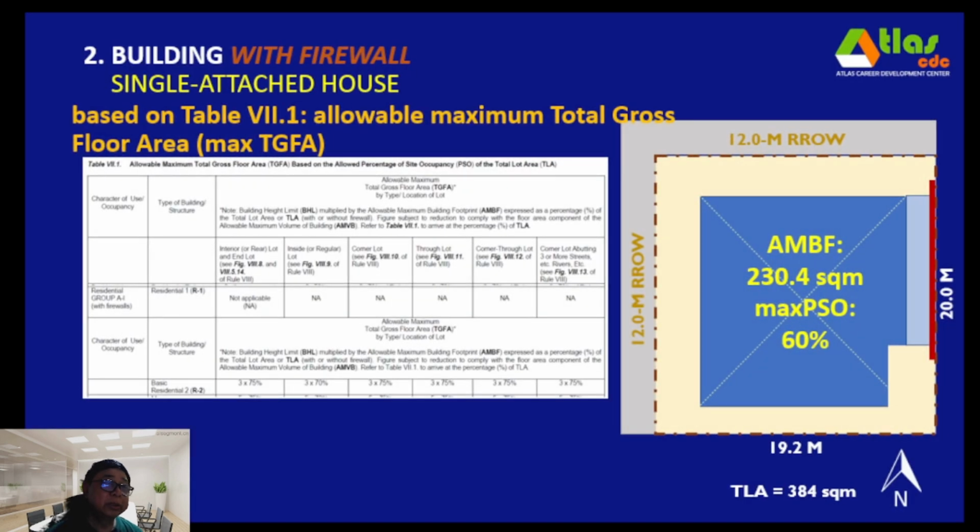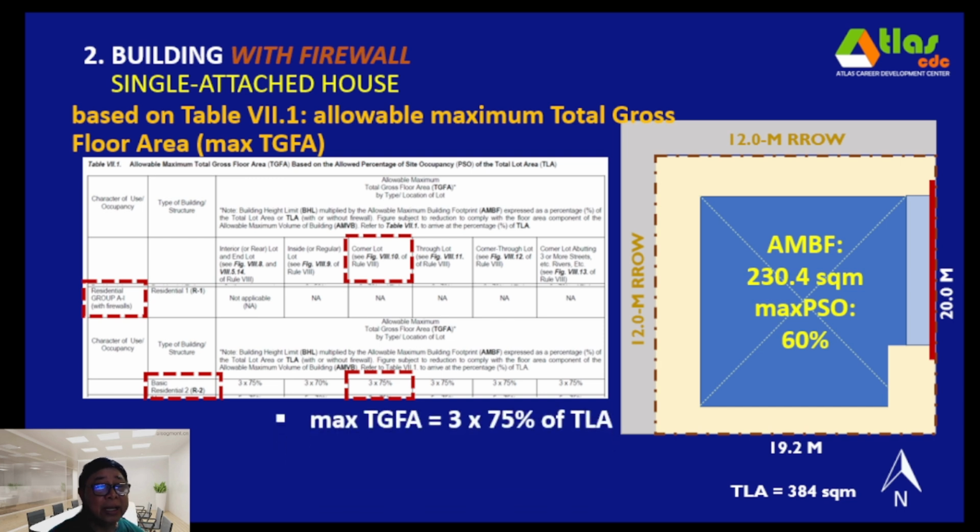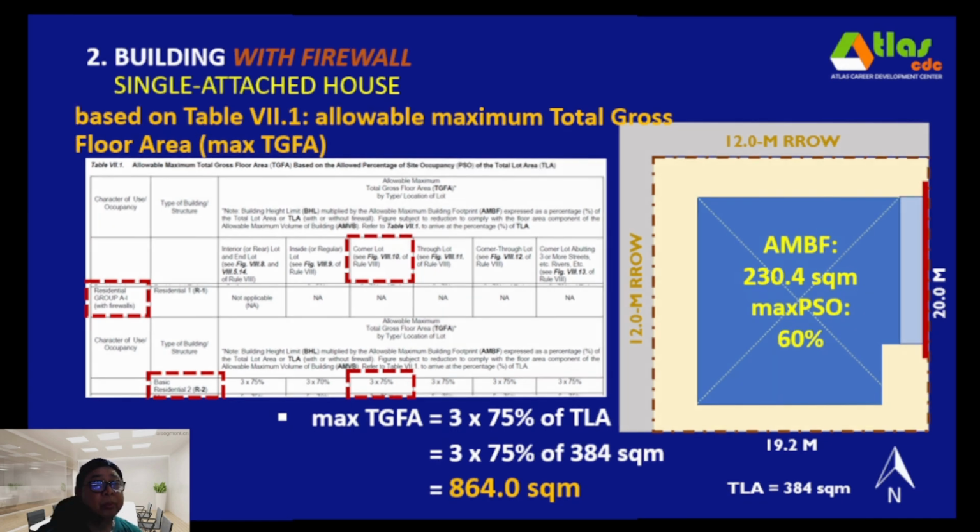So we now compute for the allowable maximum total gross floor area based on table 7.1. We now go to that page showing with firewalls here for a corner lot. Basic R2 shows 3 by 75% of the TLA. So therefore, our value is 864 square meters.